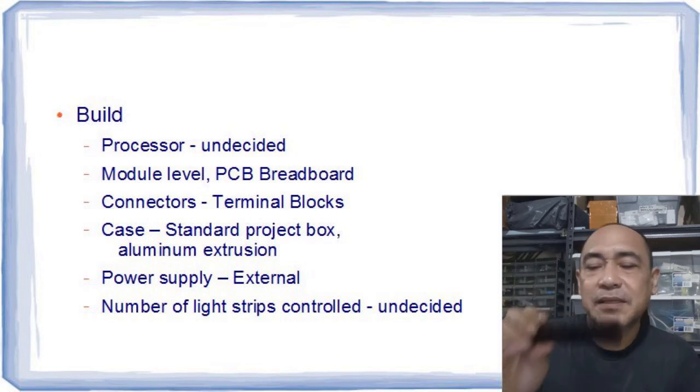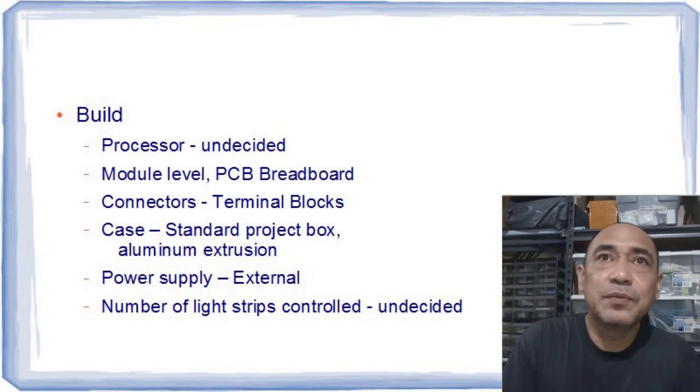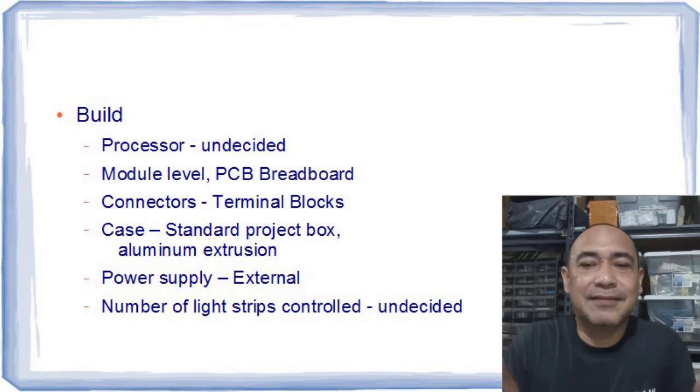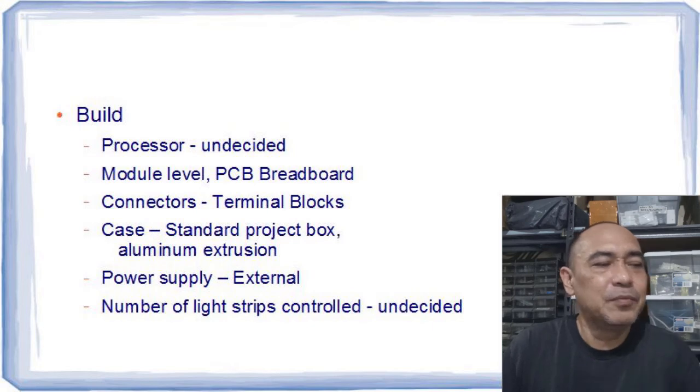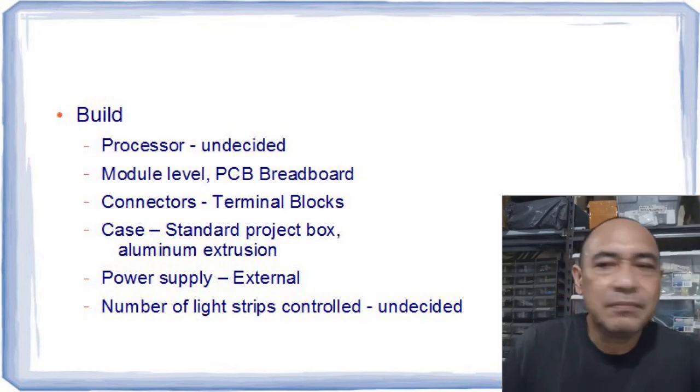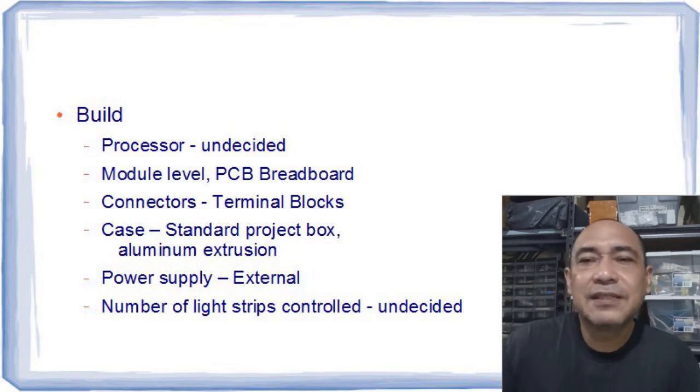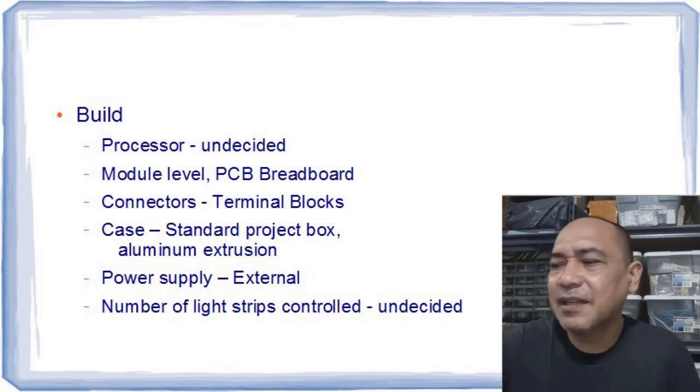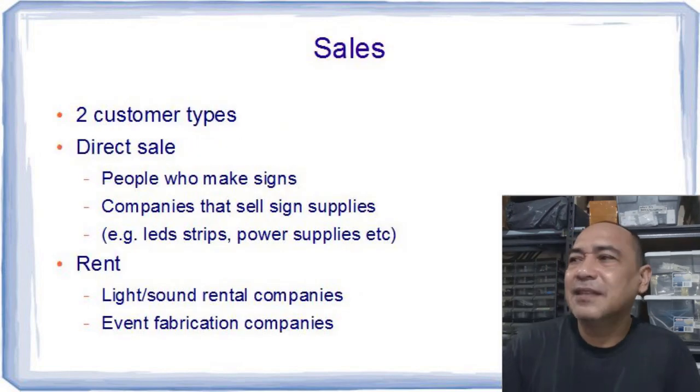Connectors, terminal blocks, because again, the main market for this would be people who make signs, and they'll be mounting all of this inside the sign anyway. Power supply would be external, just a standard power supply. Number of light strips controlled, still undecided, as I mentioned before. Should I make it a big box supporting 24 lights, or smaller boxes with 8 lights controlled? Still undecided on that.